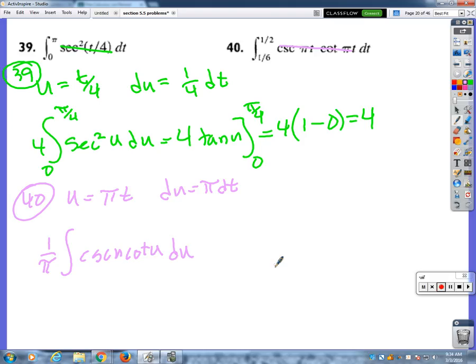Right, pi, so 1/2 pi. Yep, so this is going to be 1/2 pi, also known as pi over 2. And then on the bottom it's going to be pi over 6.